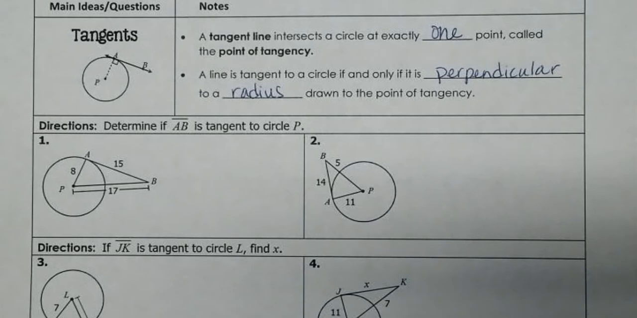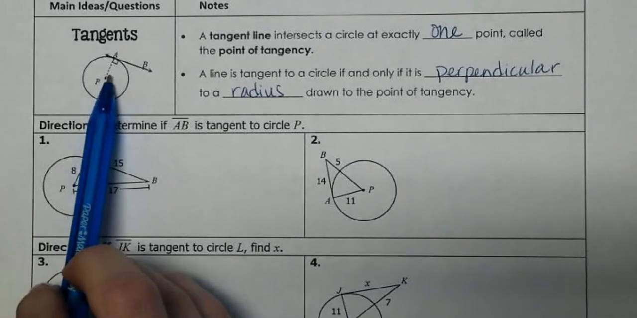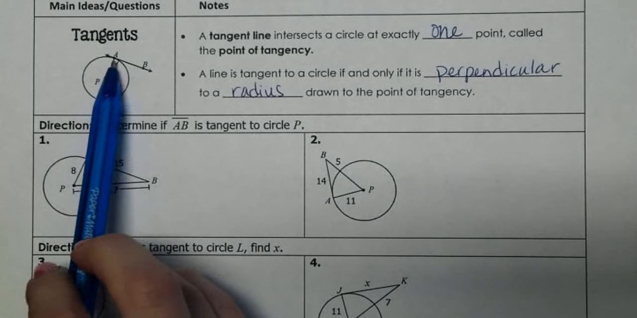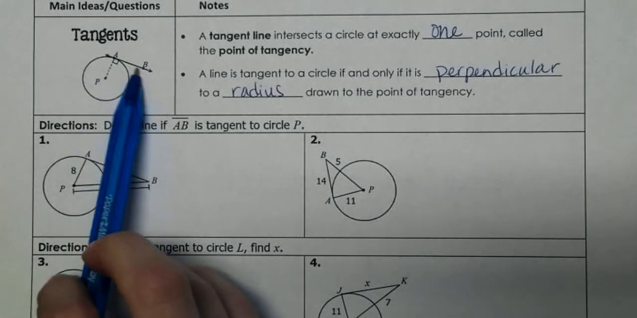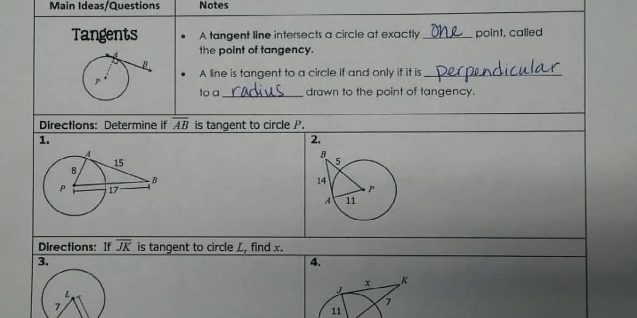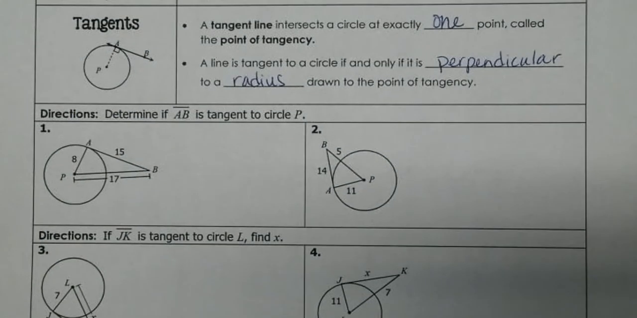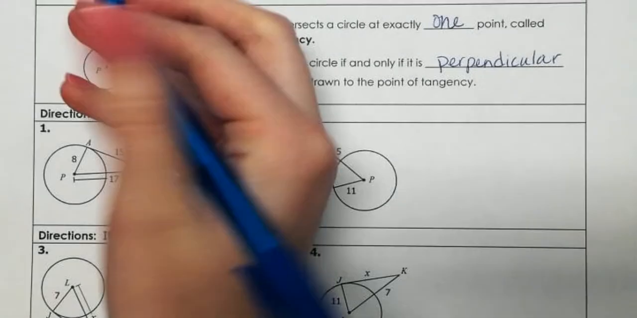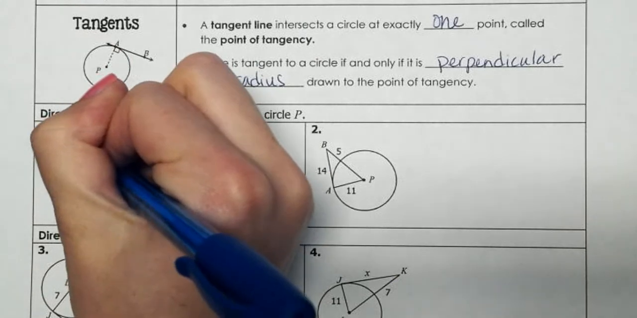So if you look here in the picture, this radius that is drawn is AP, and it is perpendicular to this tangent line. Okay, so it creates a 90-degree angle. So in the next couple of problems, our directions state to determine if AB is tangent to the circle P. So what we want to prove here is that it creates a 90-degree angle. In order to do that, we have to make sure that the Pythagorean theorem works. We want to prove that there's a 90-degree angle here at the point of tangency at A.